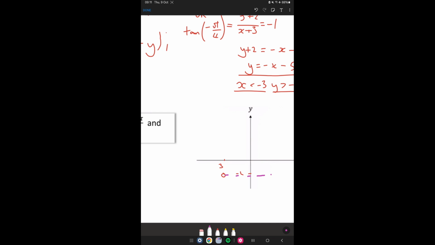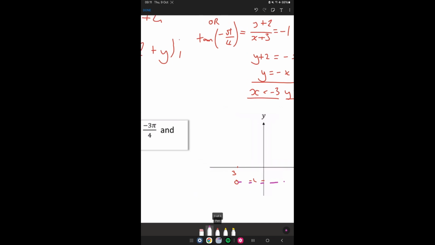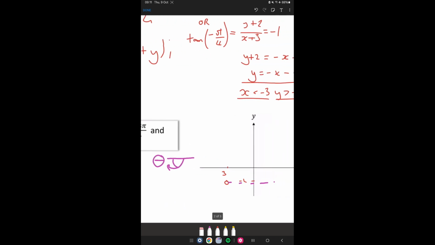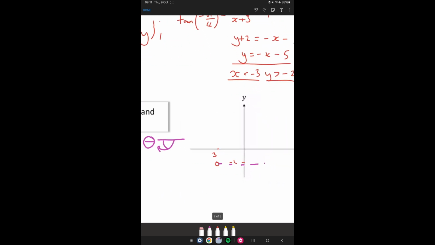We know for a negative argument, we go this way around underneath the axis. That's meant to be a minus. That would give us a negative argument. So we need to consider what that would look like. So this time, the argument is going to be down here. That's going to be my argument.